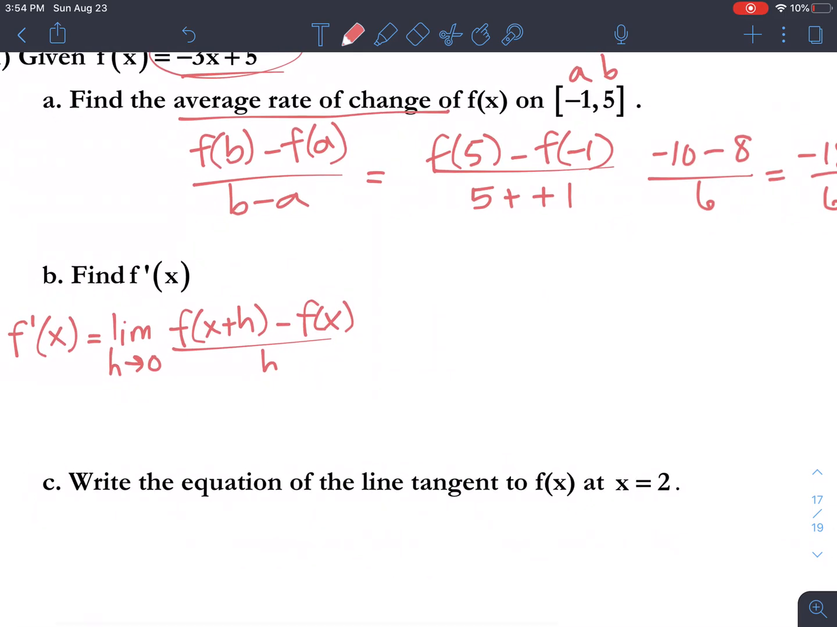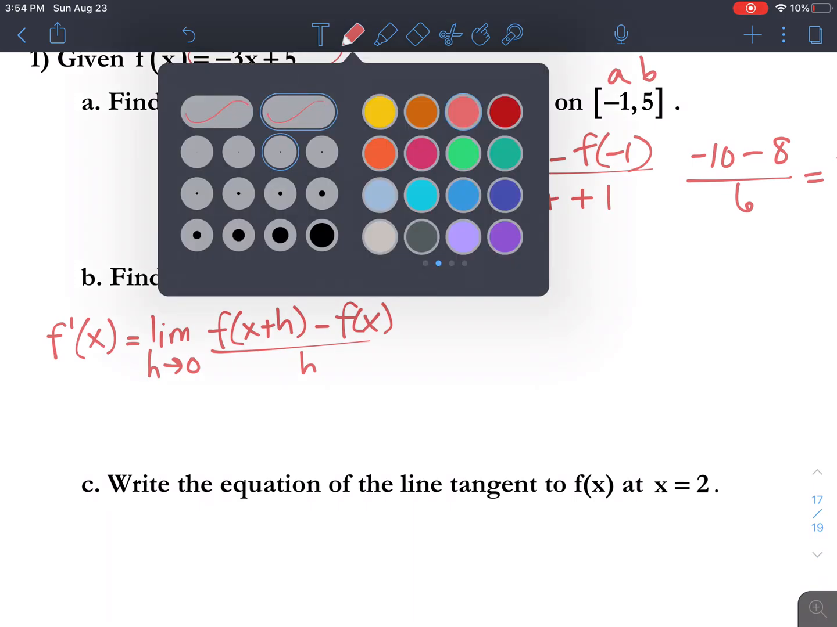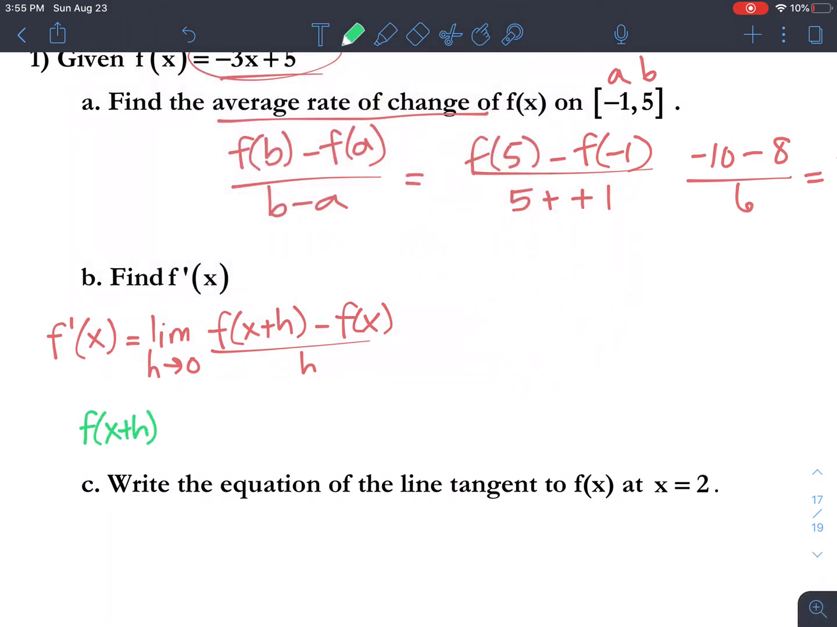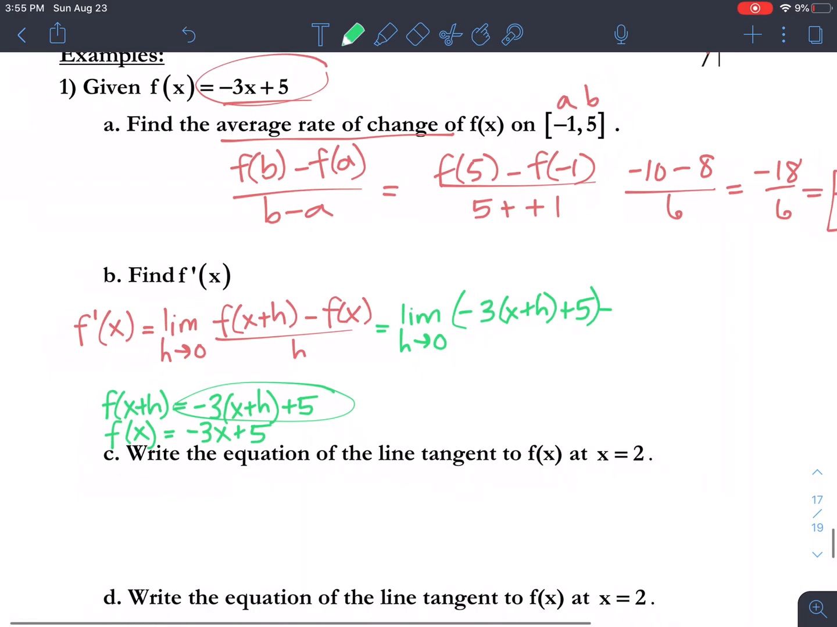So let's actually try finding this here. Remember, f of x plus h, that just means instead of x, so let's write these on the side here, we can just calculate them. F of x plus h would be negative 3 times x plus h, plus 5. Okay, and then f of x, of course, is just negative 3x plus 5. Okay, and those are the things we're plugging in here. So this is equal to the limit as h approaches 0 of negative 3 times x plus h plus 5 minus, notice my parentheses here, negative 3x plus 5.